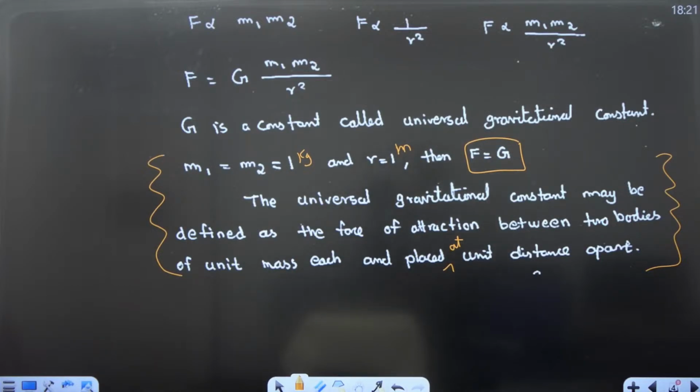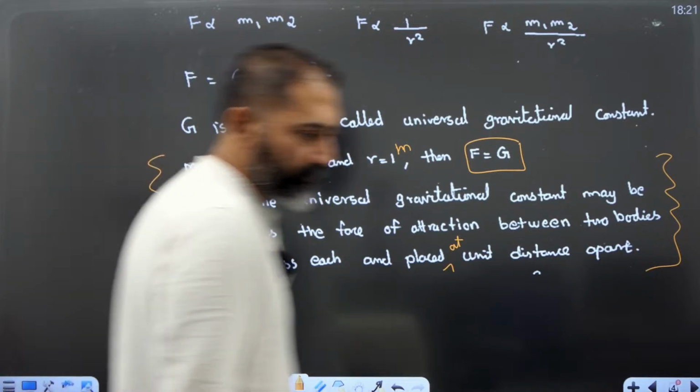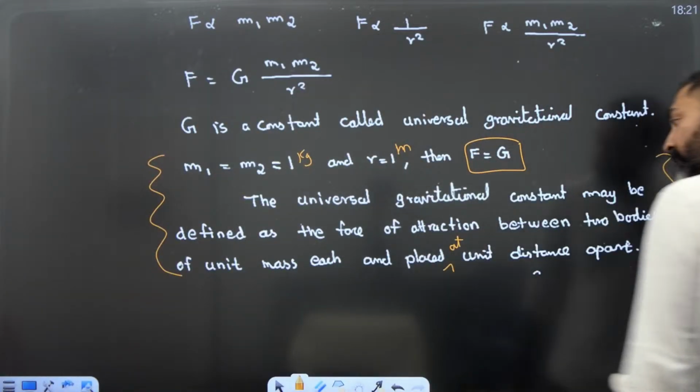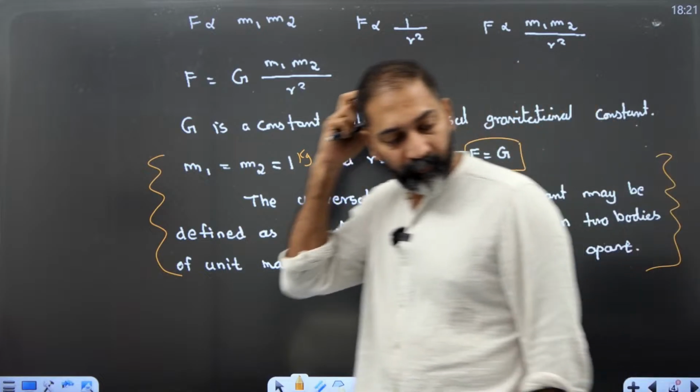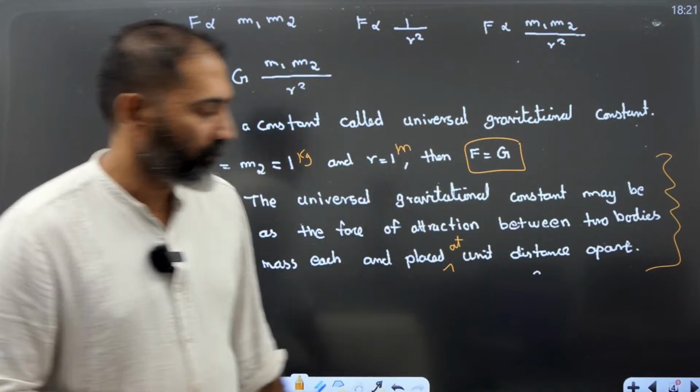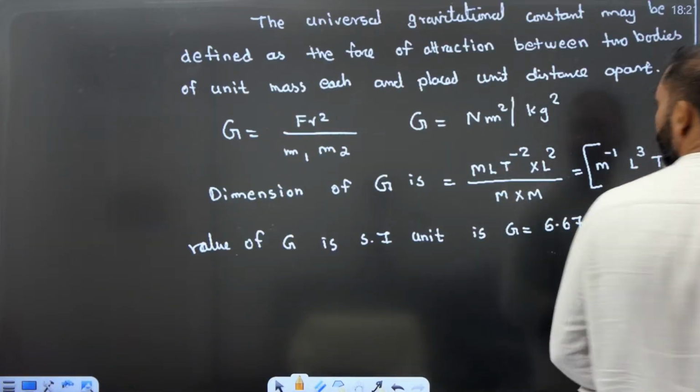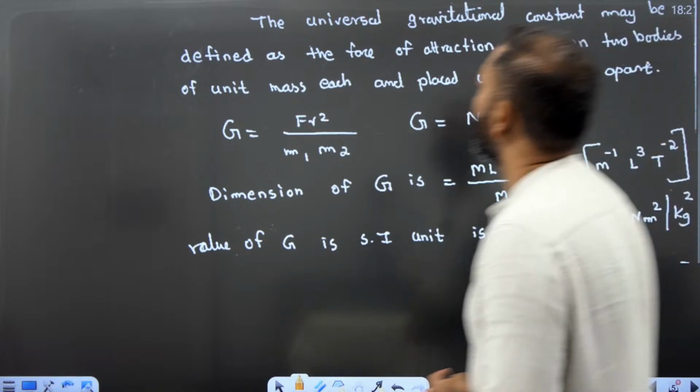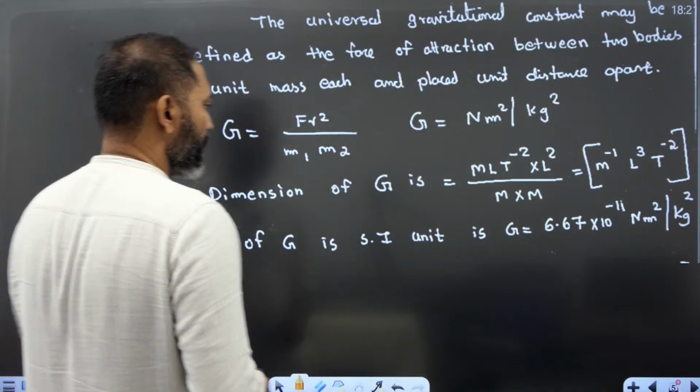Done. The universal gravitation constant may be defined as the force of attraction between two bodies of unit mass separated by unit distance apart. Done? Yeah. Then continuing. That is done. This page is done.